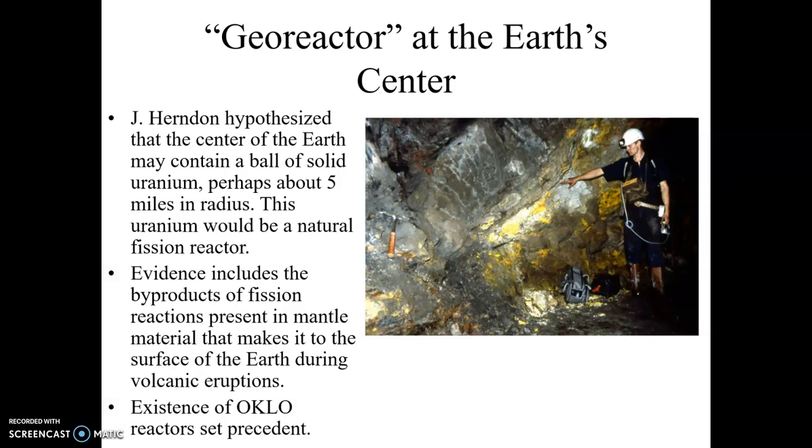And there also is a precedent for this. This person in this photograph is pointing at a uranium ore deposit near the surface of the Earth. This uranium ore deposit is quite dense. In fact, it was so dense billions of years ago that for a brief period in the Earth's geological history, this was a natural uranium reactor, pretty close to the surface of the Earth. It's named the Oklo reactors. And this set the precedent for Herndon's hypothesis that there just might be a natural fission reactor at the center of the Earth.